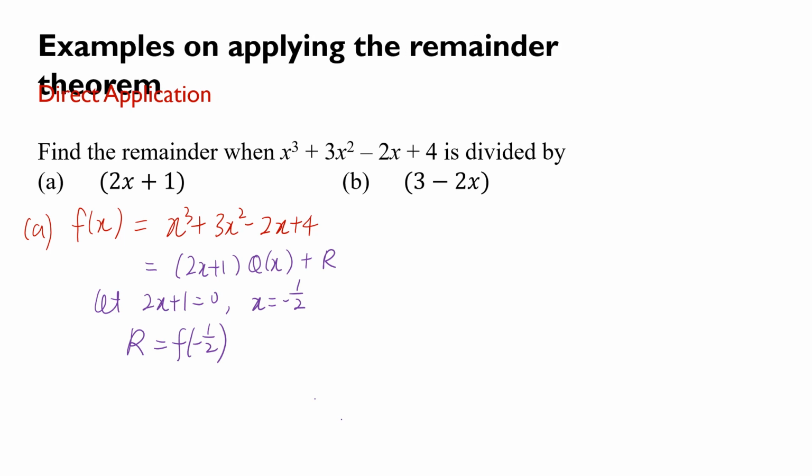So what we're going to do is just substitute x equals negative half into your f of x, which will give you negative bracket negative half to the power of 3 plus 3 bracket negative half to the power of 2 minus 2 bracket negative half plus 4. And this, you can use a calculator to work out.